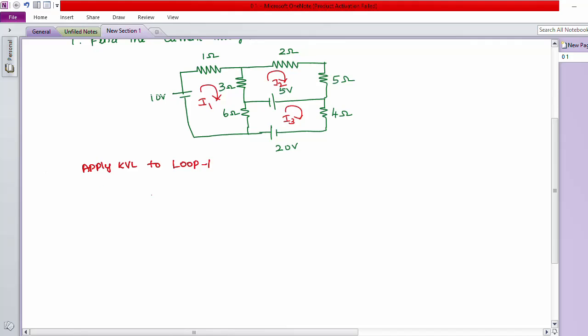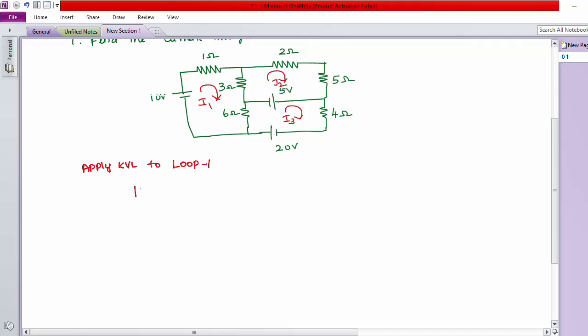Now in this loop 1, first we have to identify whether voltage sources are connected in the loop. Yes, in this loop 1, the 10 volt source is connected. So we have to check whether it is voltage rise or voltage drop. The 10 volt source and the assumed current direction are in the same direction, so the 10 volt source is a voltage rise. Now we have to write the KVL equation for loop 1.